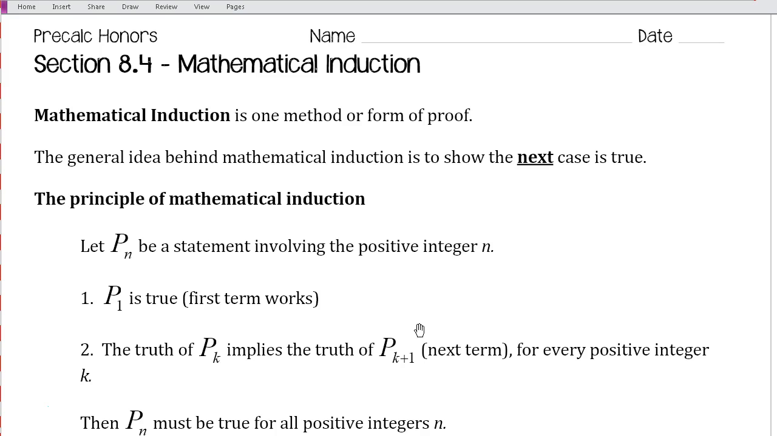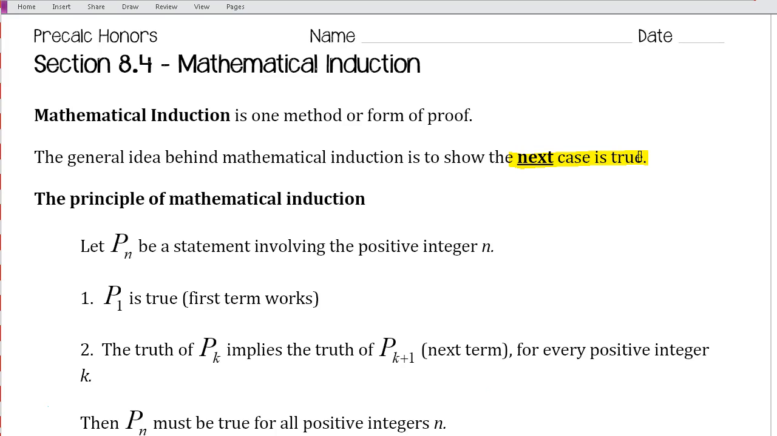So basically mathematical induction is just a method or form of proof, just like in geometry when you did two-column proofs, or you did indirect proofs, or you did paragraph proofs. Mathematical induction is just another type of proof. So the general idea behind mathematical induction is to show that the next case is true.